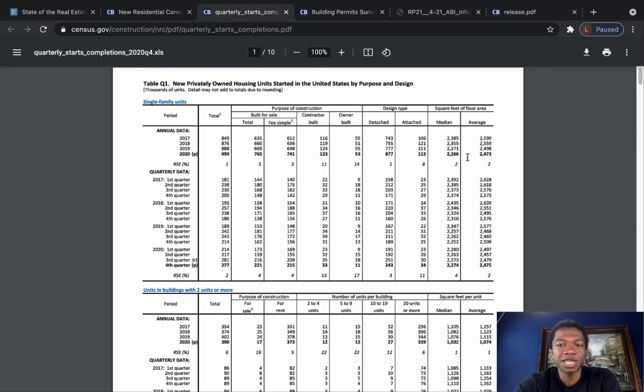And one interesting thing that I noticed was that the homes in 2020 were actually slightly smaller than they were in 2019, but that looks like a trend that's been going on since 2017. It looks like the houses have been getting a little bit smaller over the years, and this is something that typically tends to go in cycles as well.